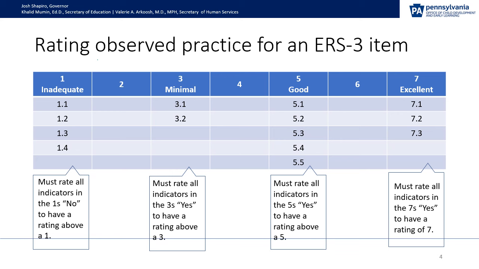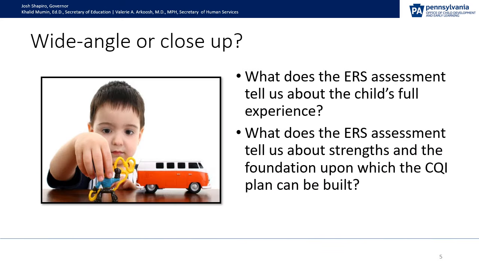When rating an ERS item, you'll start with the indicators in the ones column and decide if you have observed the practice or provision during the 3-hour observation period before you move on to the indicators in the 3s, 5s, and 7s columns. Don't be discouraged if you don't observe something expected. That's good information that will inform your planning. Completing an observation or assessment with a program observation instrument helps us know what might be a priority for quality improvement work.